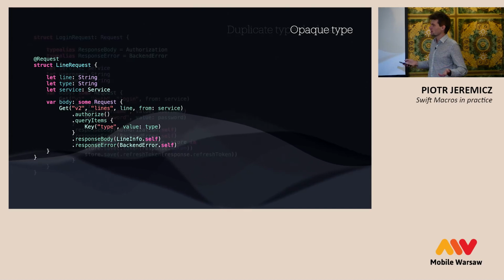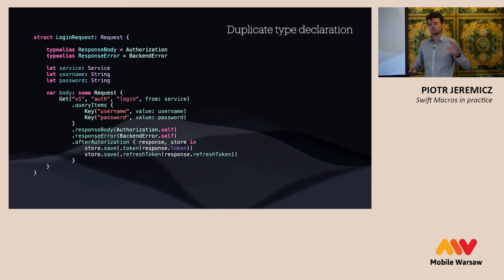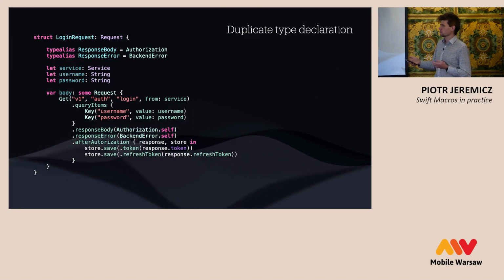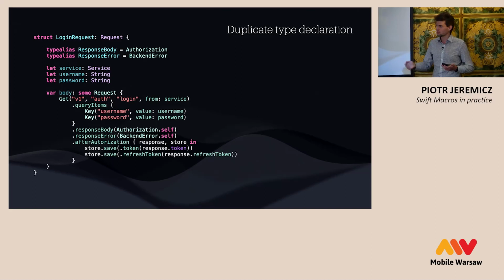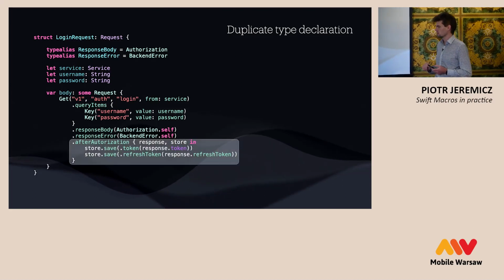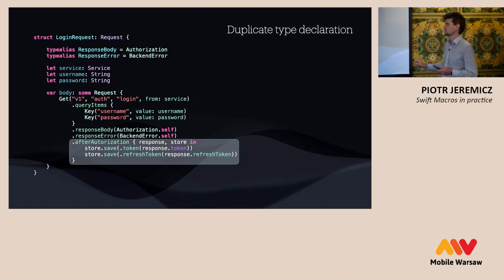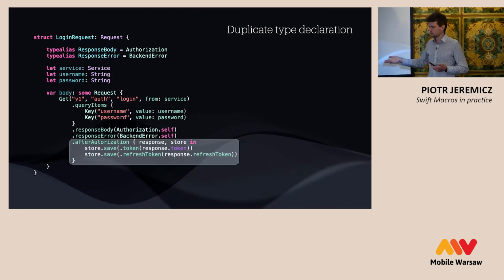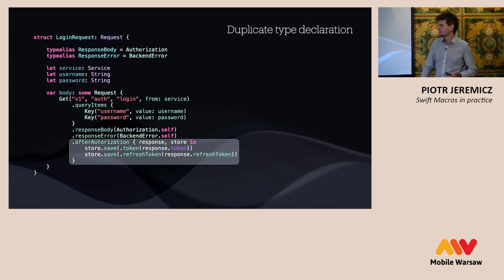It's amazing, but the case started from a little bit more complicated sample, and this sample is about the login request with username and password. This request normally, in many applications, returns some token that should be saved. So here you have the after authorization modifier that took the response. We must know this type and save the token and, for example, the refresh token into the store.